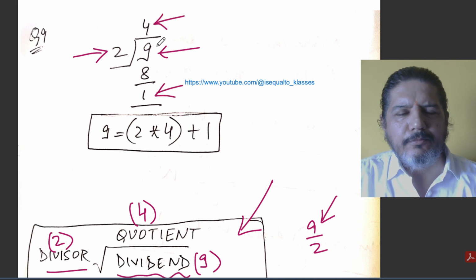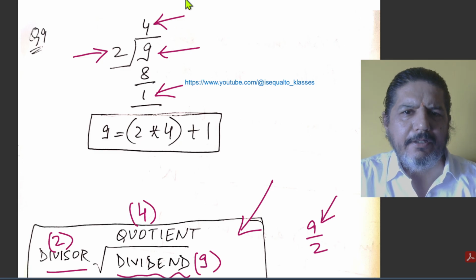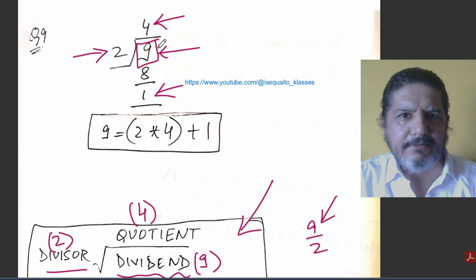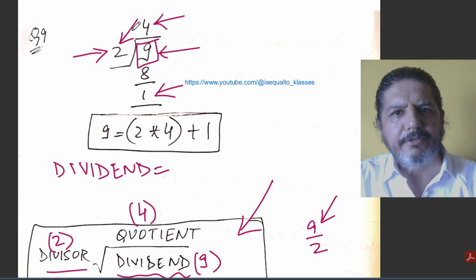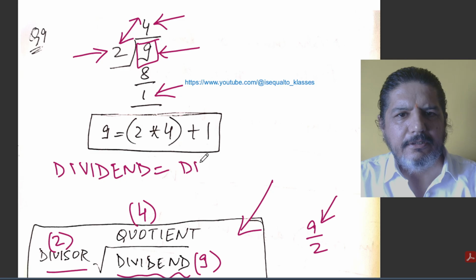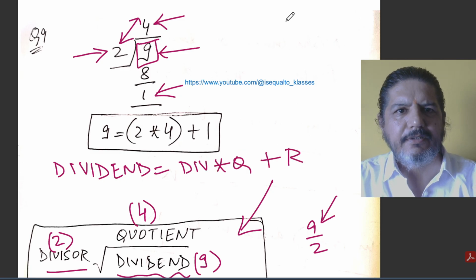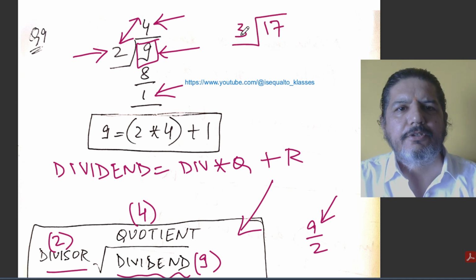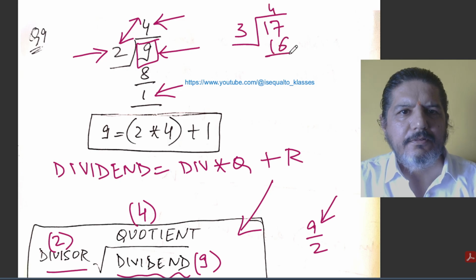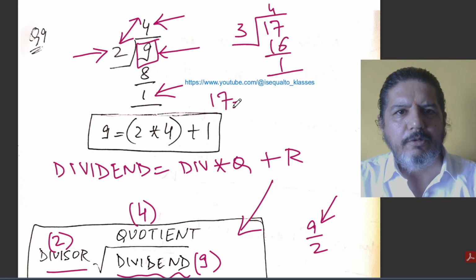Now there is a very interesting fact. Most of you would know this. Again, few of you might not know this. This 9, that is the dividend, can be written as the multiplication of the divisor and the quotient, and then you add the remainder. You can take another example. Let us take the example of 17, divided by let us say 3. 3 fours are 12, so the remainder is 5. So 17 would be equal to 3 into 4 plus 1.